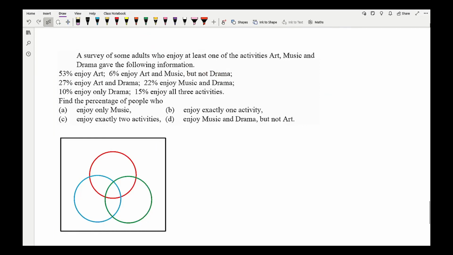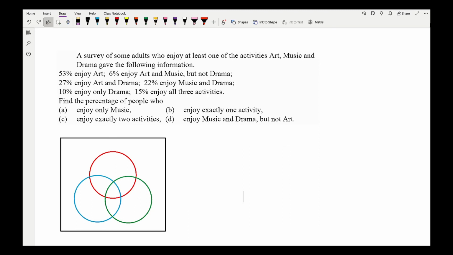So moving on to our last example, and I would say this one's going to be quite a tricky one. It says that a survey of some adults who enjoy at least one of the activities art, music and drama gave the following information. It says that 53% enjoy art, 6% enjoy art and music but not drama, 27% enjoy art and drama, 22% enjoy music and drama, 10% enjoy only drama, and 15% enjoy all 3 activities.